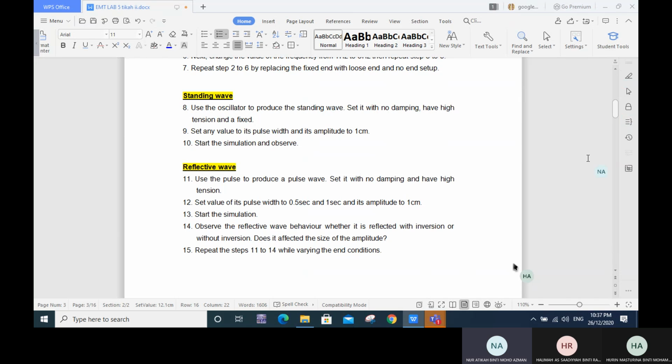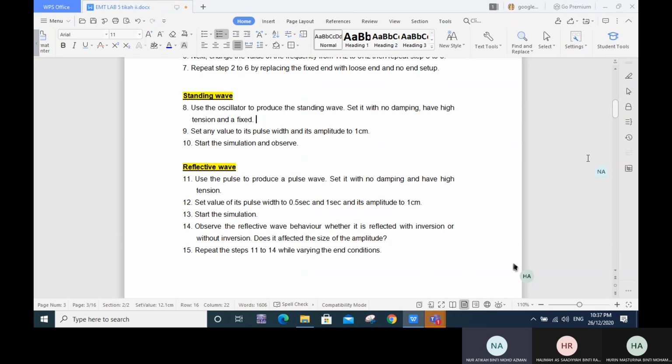we use the oscillator to produce it. Also, we have it with no damping, but with high tension and a fixed end at first. Then we set the pulse width to 0.5 second and its amplitude to 1 centimeter. Then we start the simulation to observe what a standing wave is. And then for reflective wave, we use the pulse to produce the pulse wave.